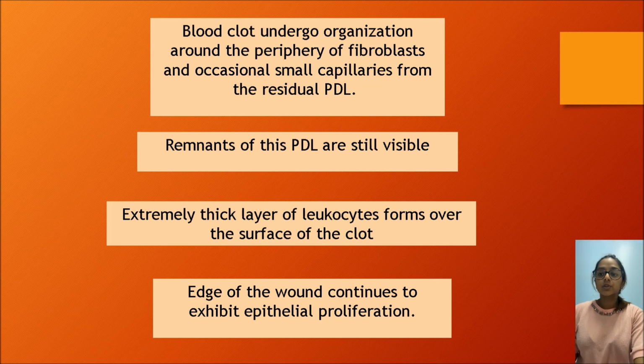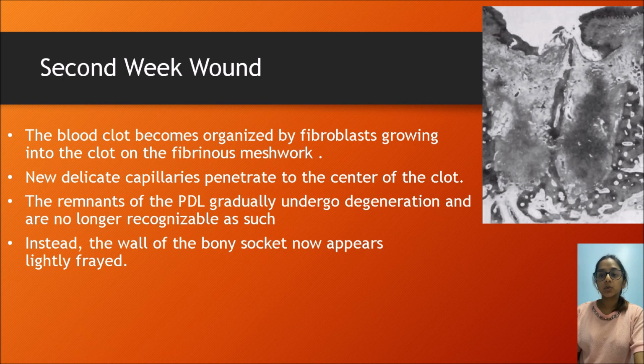An extremely thick layer of leukocytes forms around the surface of the clot. The edge of the wound would continue to exhibit epithelial proliferation. In the second week of the extraction wound, the blood clot will become organized by fibroblasts growing into the clot on the fibrinous meshwork. New delicate capillaries will then penetrate to the center of the clot. The remnants of the PDL gradually will undergo degeneration and will no longer be recognizable. Instead, the wall of the bony socket now will appear lightly frayed.